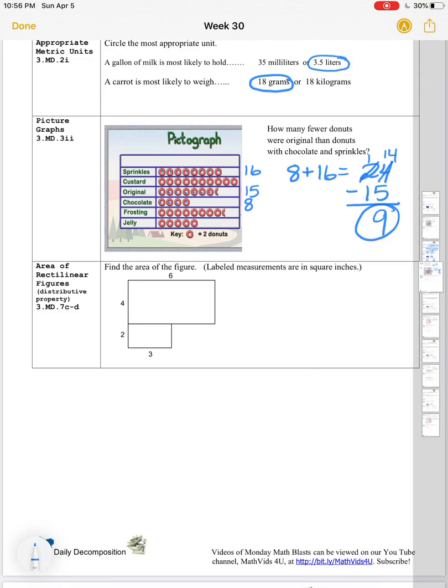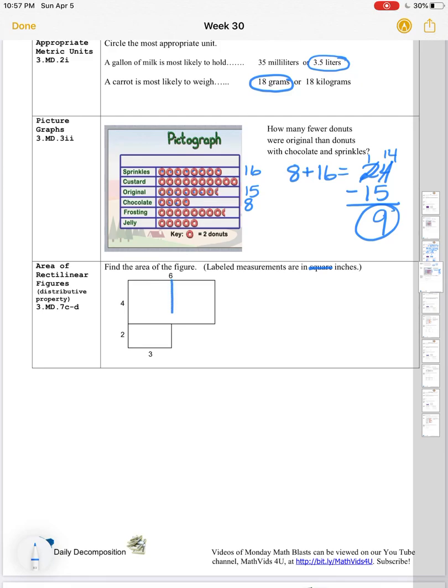Area of rectilinear figures. Find the area of the figure. Labeled measurements are in inches. That should just say inches there. So my top rectangle is a 6 by 4 or 4 by 6 rectangle. I know I could tile that rectangle to find the area. The area is the square units that cover that two-dimensional shape.